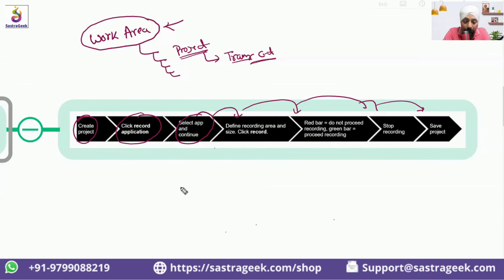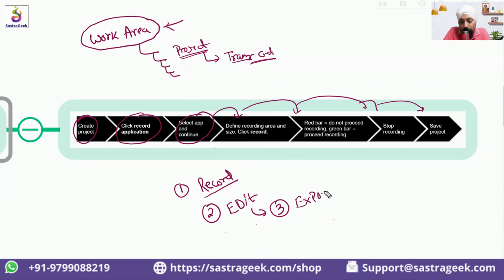So the first step we need to do is record. The second step is edit. The third step is export. The fourth step is publish. Those are the high-level steps, but in the project there can be multiple different steps.